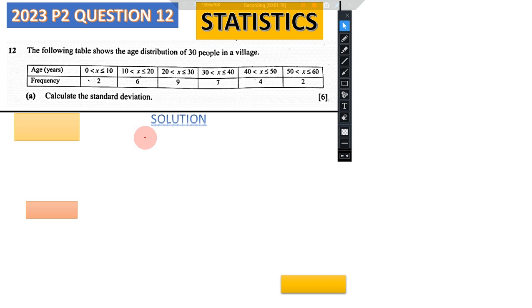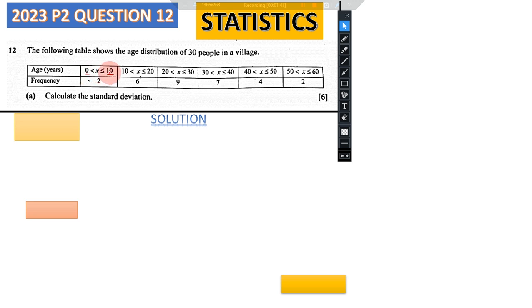The first step, when you look at this information, it's in groups. Since it's in groups, we need to first of all find the midpoints. Whatever method you're using, you need to first find the midpoint. In this case, midpoint represents the x values. How do we find it? We add the lower limit plus the upper limit. In each class, there are two numbers, so you add the two numbers and divide by 2.